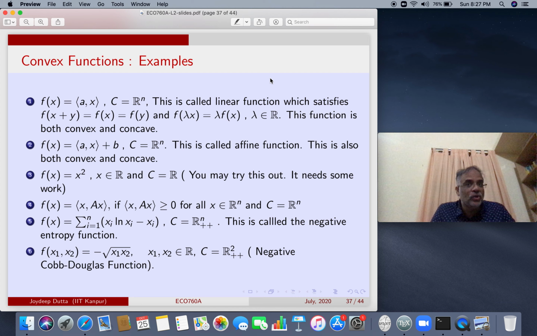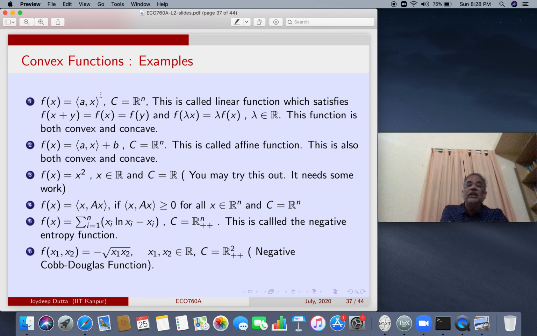gave some thought to your math 102 class at IIT Kanpur, linear algebra, then you must know that any linear function means a function which has the property that f of x plus y is equal to f of x plus f of y, and f of lambda x is equal to lambda f of x. That can be written as the inner product of x with some fixed vector. So f of x equal to inner product of a with x. Basically in real numbers it is multiplication, so f of x is equal to 2x.